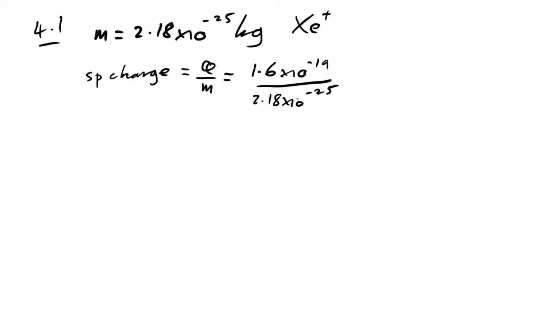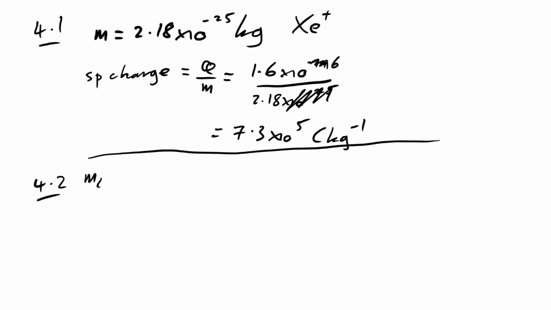Clear up some powers of 10. Let's make that into times 10 to the 6. And we end up with a big number, as we always do for a specific charge. Let's go to 2 sig figs, 7.3 times 10 to the 5. And the units of that is coulombs per kilogram.